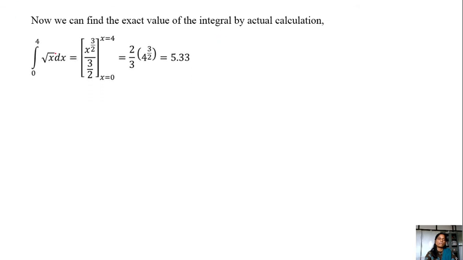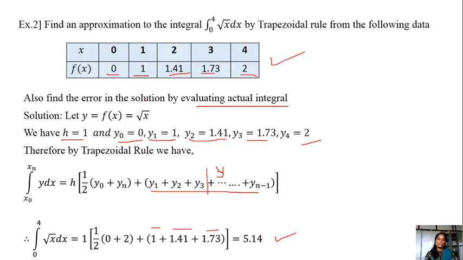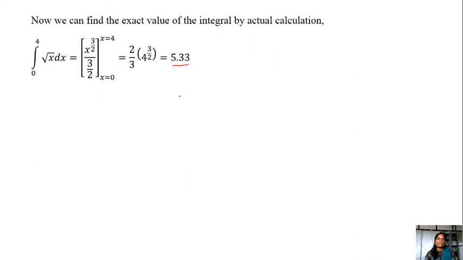Now we will find the exact value of the integration by actual calculation. So we can compute the integration of square root of x. Square root of x is x raised to 1 by 2, and its integration is x raised to 1 by 2 plus 1, that is x raised to 3 by 2 upon 3 by 2, within the limits x equal to 0 to x equal to 4. Simplify this, you will get the answer 5.33, and previously what was the answer? 5.14 by numerical integration.